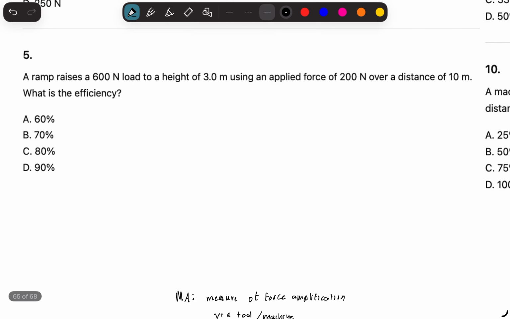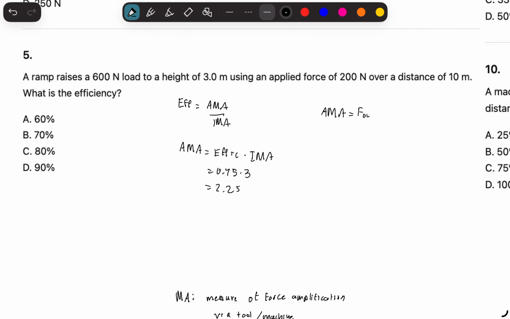A ramp raises a 600 Newton load to a height of 3 meters using an applied force of 200 newtons over a distance of 10 meters. What is the efficiency? So your efficiency is equal to AMA over IMA. So AMA is equal to your efficiency times your IMA, and that's equal to 0.75 times 3 equals 2.25. And now you need to solve for your output force. So AMA is equal to F out over your F in.